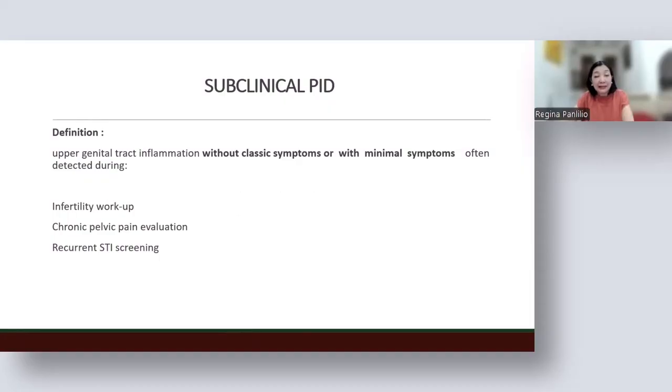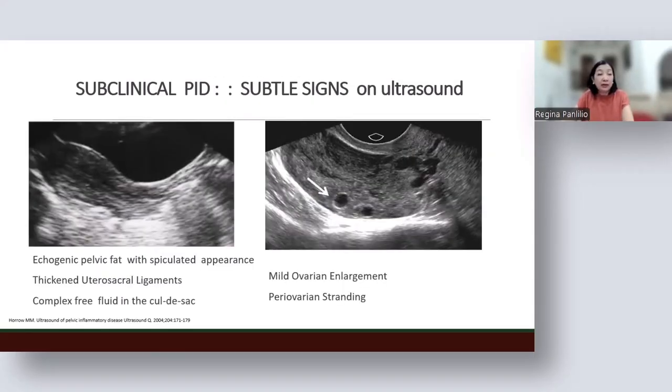Let's look at subclinical PID. This is defined as upper genital tract inflammation without the classic symptoms or with minimal symptoms, and is often detected in infertility workup, chronic pelvic pain evaluation, as well as sexually transmitted infection screening. And while there may be no overt sonographic features, there may be subtle sonographic signs that would help support the low threshold for the diagnosis of PID. This would include blurry margins or echogenic fat, which appear brighter or with spiculations, surrounding pelvic organs. There can be thickened uterosacral ligaments or complex free fluid in the cul-de-sac.